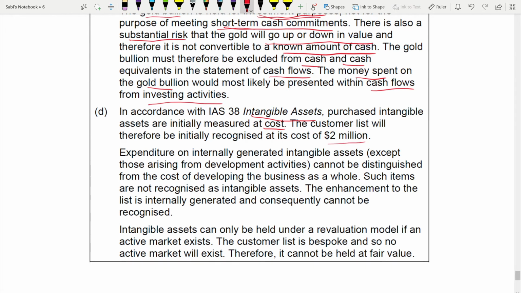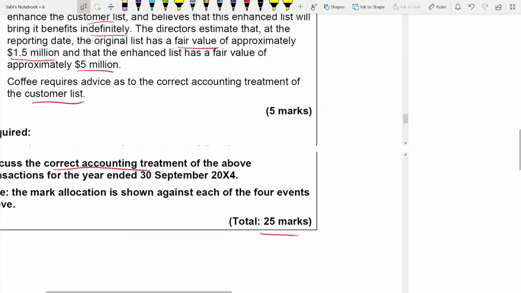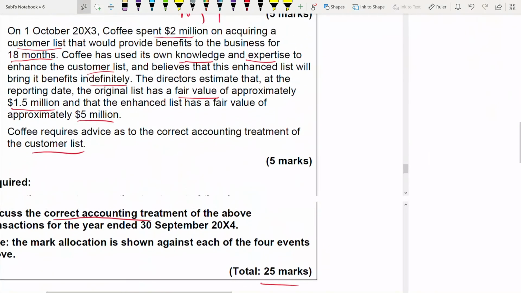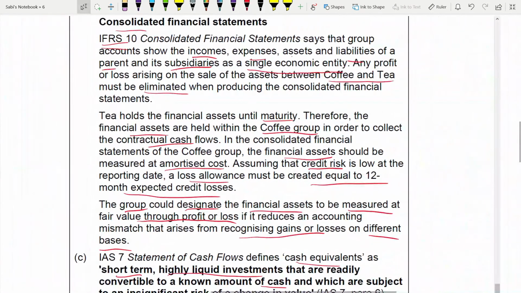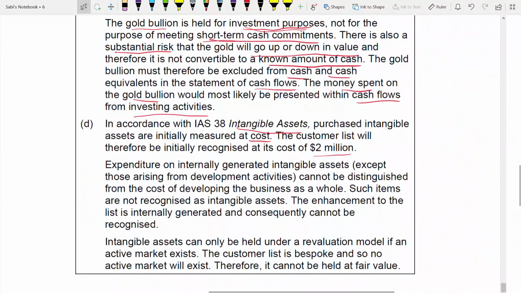Now, just wait a minute. Because you have spent 2 million on acquiring this, 2 million is the cost; they have given fair values of 1.5 and 5 later. But initially it is at 2 million. Now, expenditure on internally generated intangible assets. Remember, if you are internally generating that intangible asset, for example, you have stayed in a business for 5 years, and during those 5 years you have built up a brand. Now that brand is very valuable in the market, but you have built it over time. It is known as an internally generated brand.